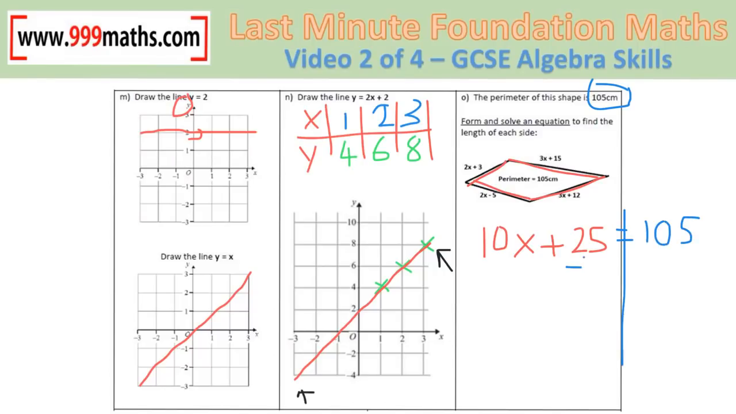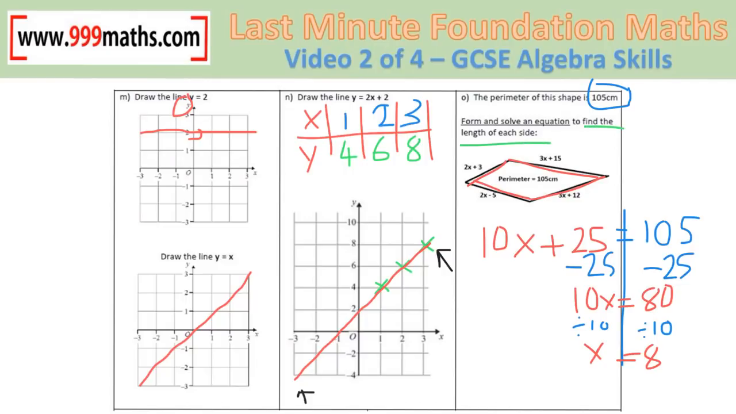Solving this equation will give me 10x equals 80, and dividing by 10 will give me x equals 8. Now notice that is the value of x, but the question actually said find the length of each side. The side here is 3 times x, so that's 3 times 8.